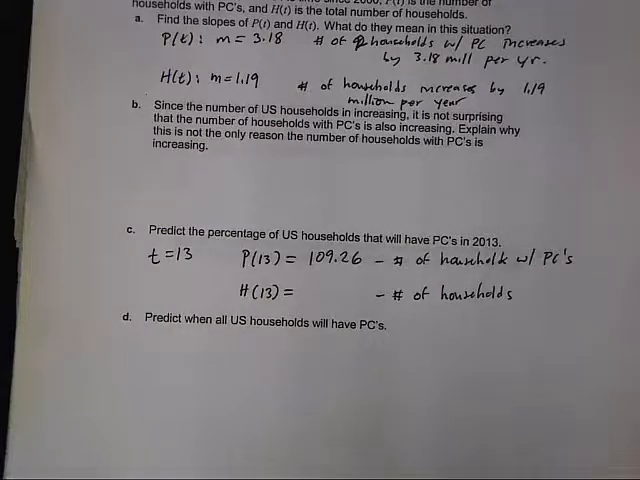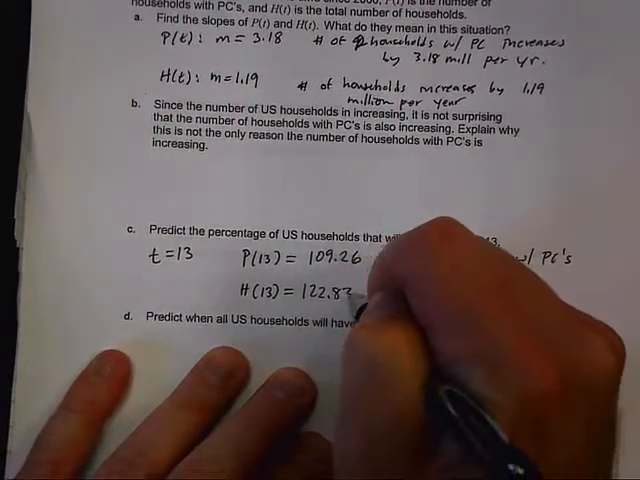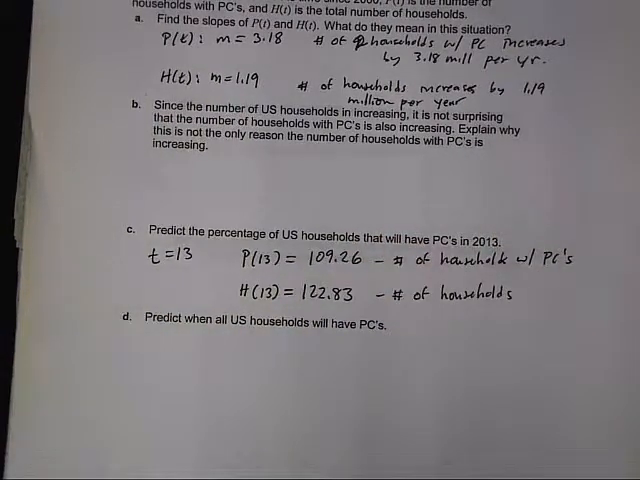Well, let's find that number first. So I plug 13 in. I'm going to have 1.19 times 13 plus 107.36. That's 122.83. So if I know there are 109.26 million households with PCs and 122.83 million households total, how do I figure out what percentage of the households have PCs in them? I divide those two numbers. So I'm going to take 109.26 and divide it by 122.83.